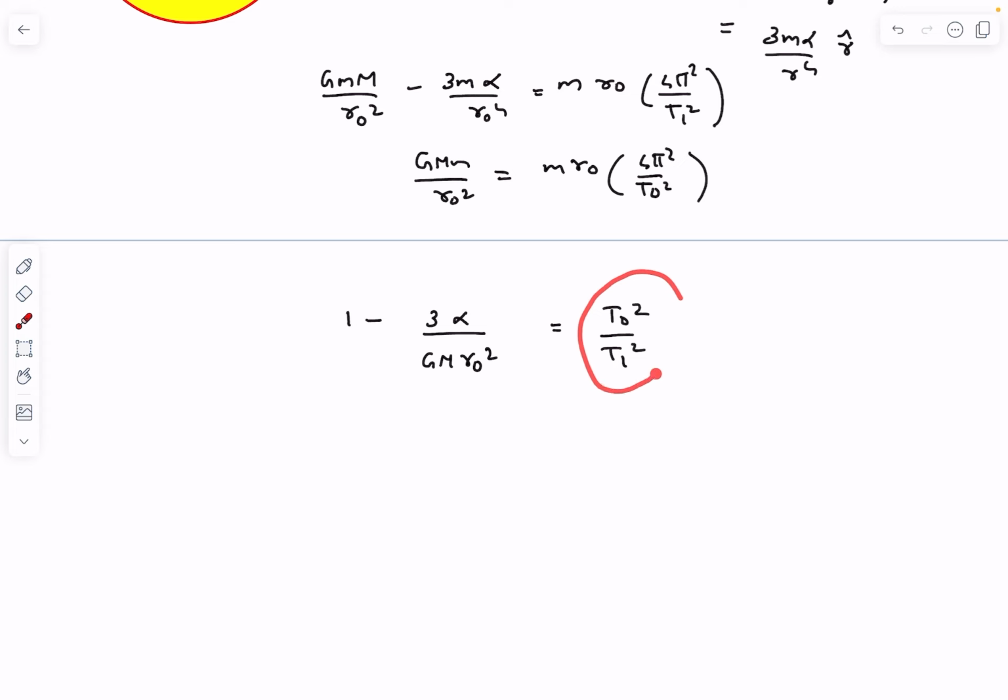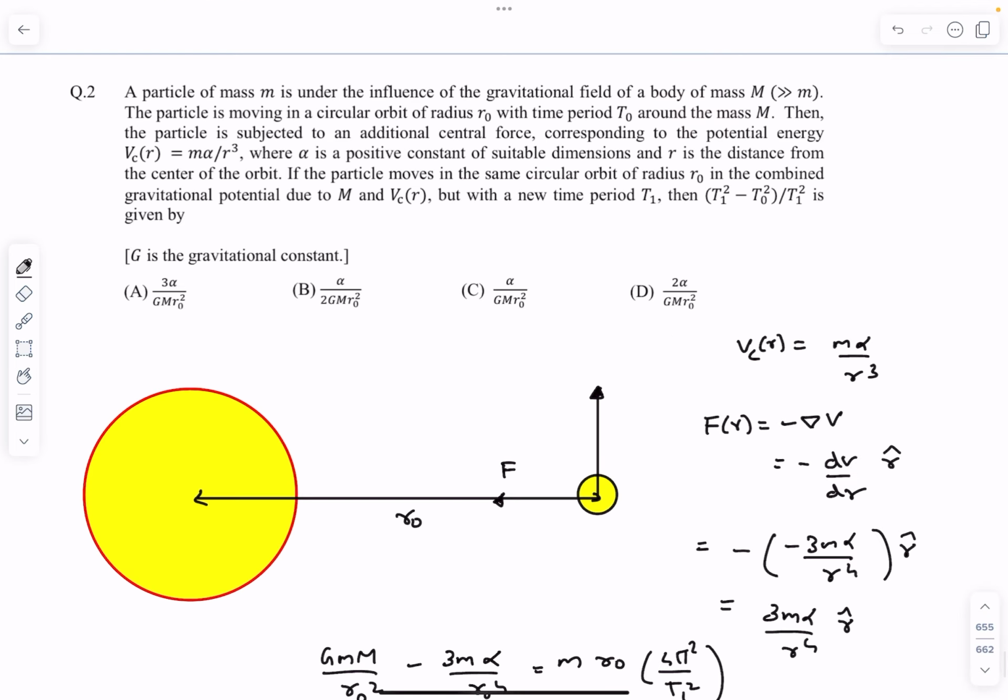Now I'm going to take this term to the left side and this term to the right side. What I obtain is t1 square minus t naught square divided by t1 square on the left side, and on the right side it becomes 3 alpha upon G M r naught squared, and that corresponds to option A. Now let's move to the next question.